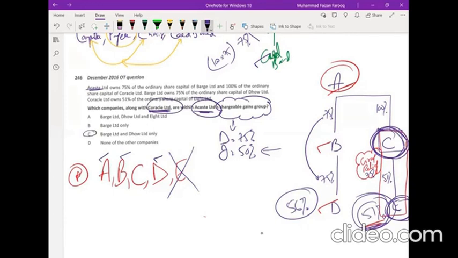And in this question, we learned the last logic, which only applies in the chargeable gain group: effective holding is okay at 50%, but we have to check that in between, C and E are forming a 75% group or no. Otherwise, we will not take E as a part of the chargeable or capital gains group. Any questions? No question. Okay, same type of question we have here.